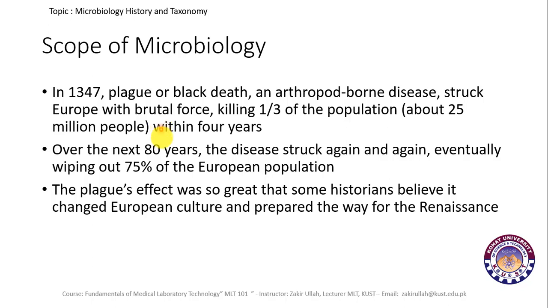In the next 80 years, the disease struck again and again. More outbreaks of the disease appeared, and they killed roughly 75% of the European population. The plague had such a bad effect that some historical writers believe this disease changed European culture and prepared the way for the Renaissance period.